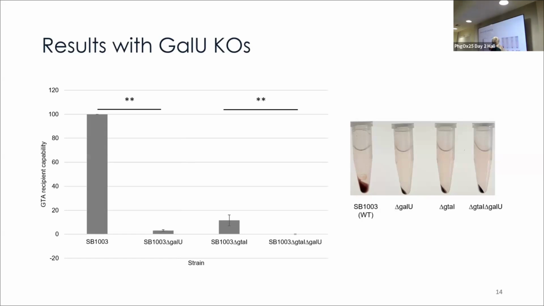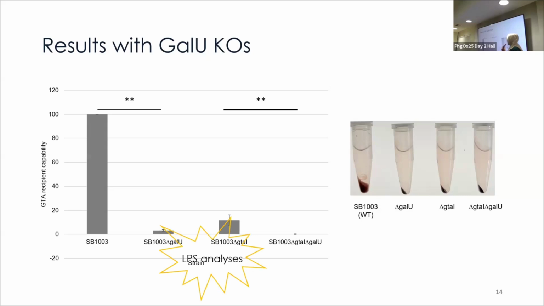It is significantly lower than the capsule-minus GtaI background, as well as lower than just delta galU. So this made us confident that the reduction in recipient capability due to the mutation in the galU gene is not just because of the loss of a capsule, but because some other receptor is being changed, truncated. But of course, there are no guessing games in science.